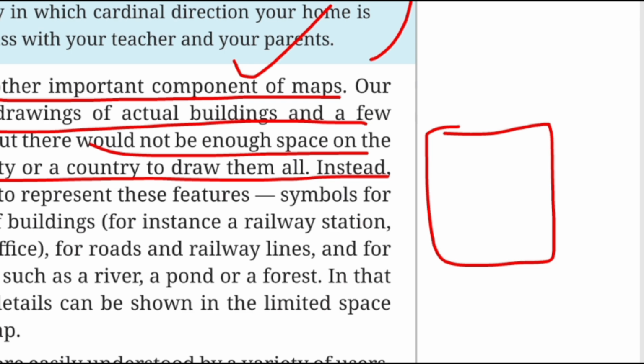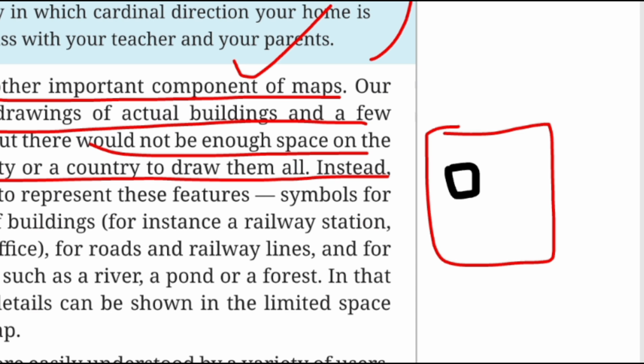So to represent that particular building, you may sometimes use just a rectangle, that is a building. There will be different symbols for different things. For example, a hospital has a particular symbol and a road has a particular symbol. If there is a pond, there will be a different symbol like that. We will study that in detail. I hope you understand the rationale behind using symbols.